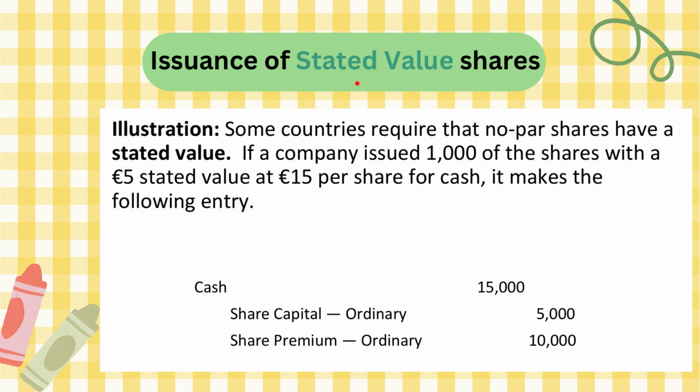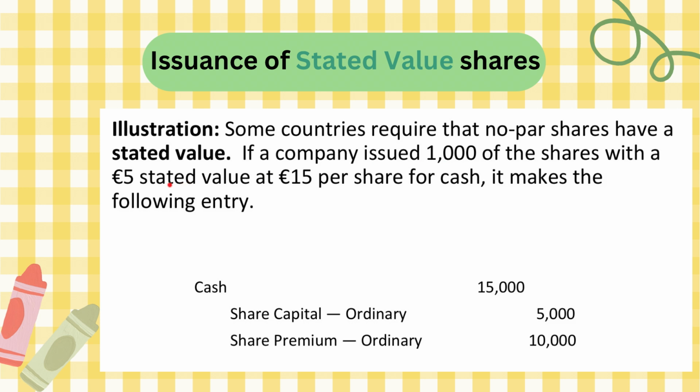Now, issuance of stated value shares. Stated value, it's similar to the par value. يعني you cannot issue your shares at a lower value than this. Okay. So some countries require that no par shares have a stated value. If a company issues 1,000 of the shares with a 5 stated value, at 15 per share for cash. Okay, so أنا بعت 1,000 shares. I issued أصدرت 1000 سهم.